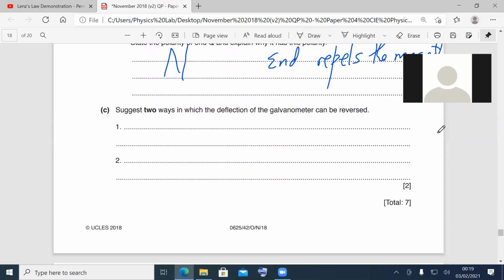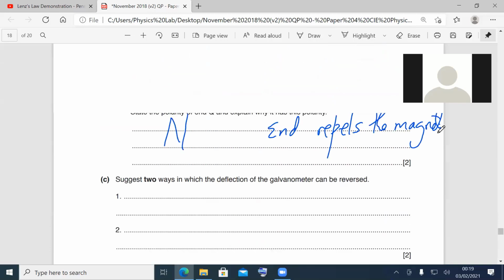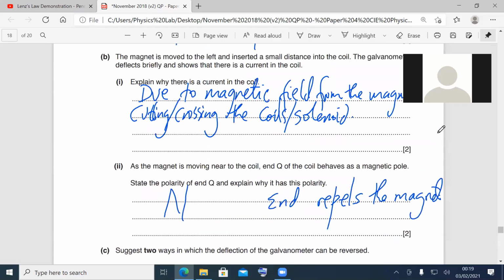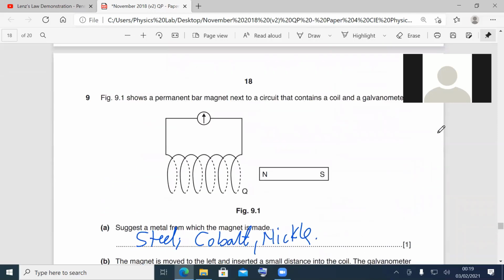Then part C: suggest two ways in which the deflection of the galvanometer can be reversed. Deflection is the pointer moving. Reverse means changing, going in the opposite direction. Last time we were doing the first point negative. Even when you're removing it, it can give the negative, and when you're putting it, it can also give the negative.